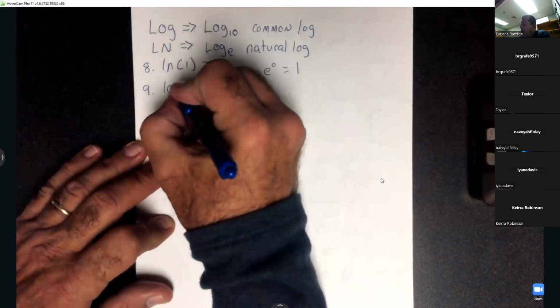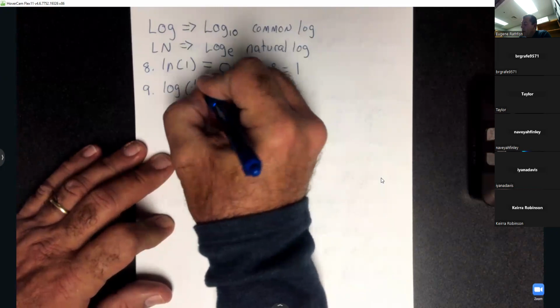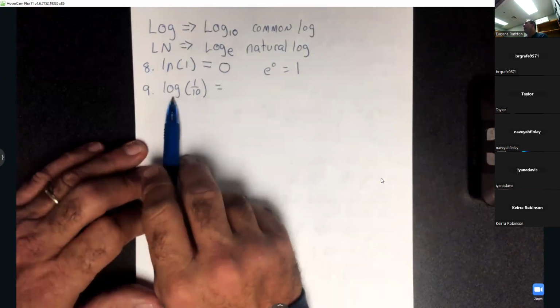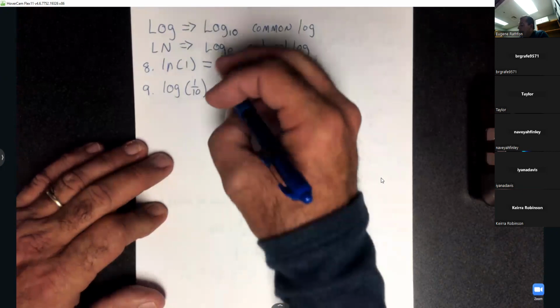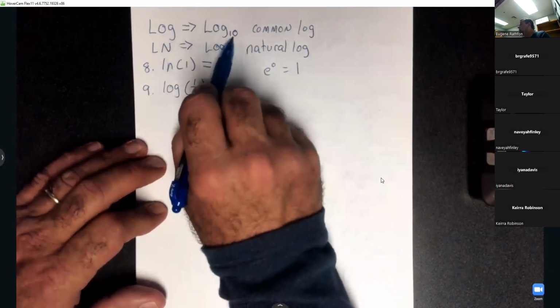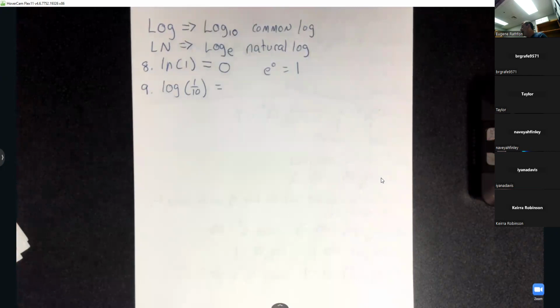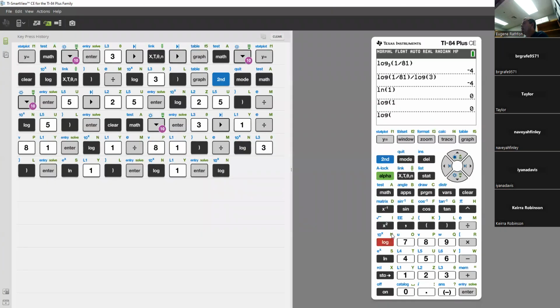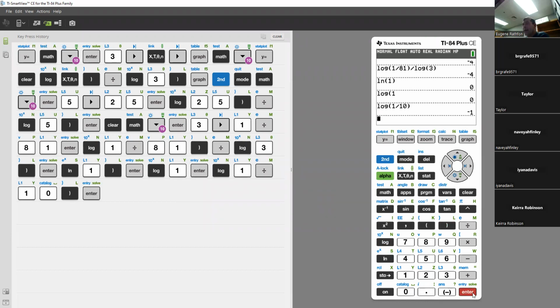How about this? Log of 1/10. So remember, this is a log of 1/10. This is really a log base 10. But that's the common log. That's on front of the calculator. So we can go to the front of our calculator. There's a log button. And then we'll put in 1/10. Close parentheses. So the log of 1/10 equals a -1. Remember, it's got to give you negative exponents if you're dealing with fractions.